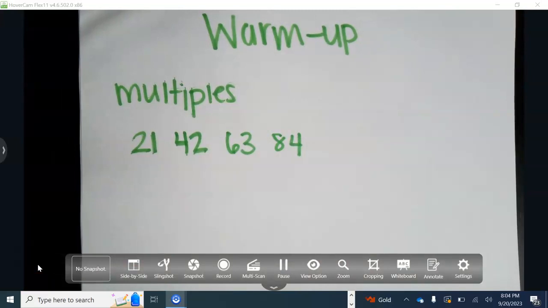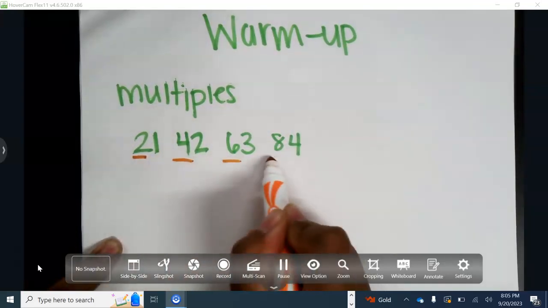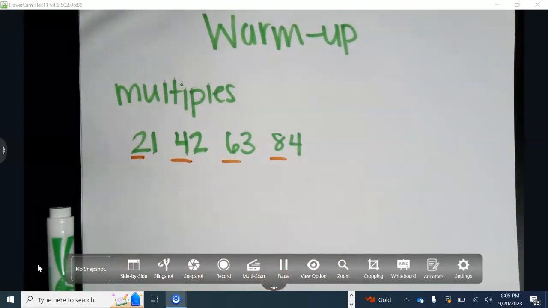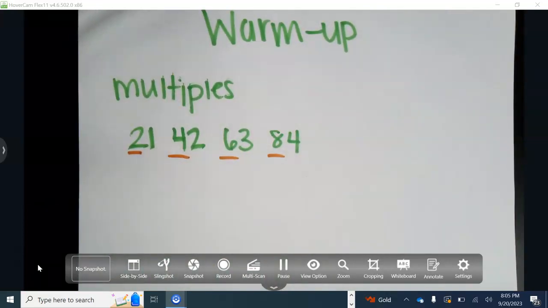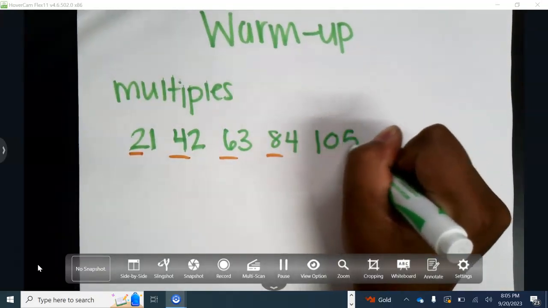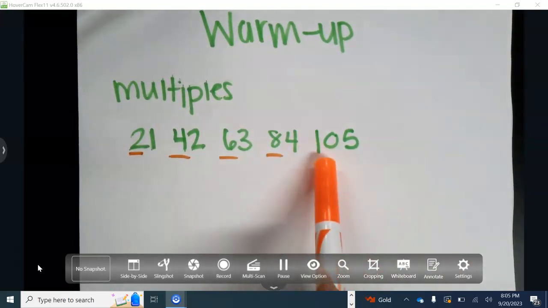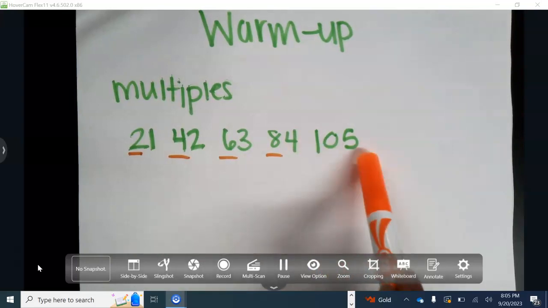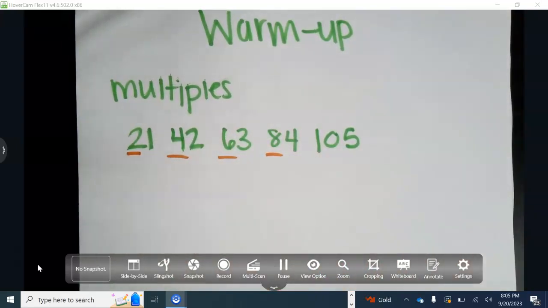84. So if you notice, there's a little pattern going on here. We're going by 2, 4, 6, 8, while the other numbers are going 1, 2, 3, 4. So can you make a guess what the next one would be? All right, 105. So the next skip counting was to tens, and we went from 1, 2, 3, 4. Now we're at 5.